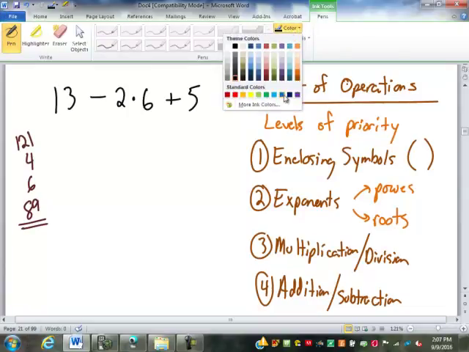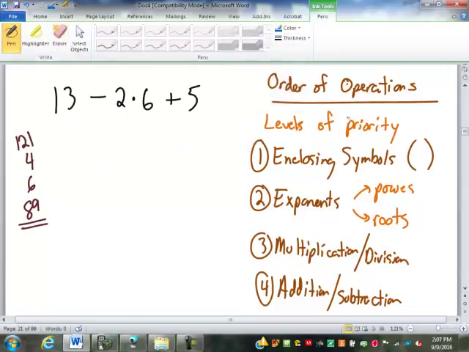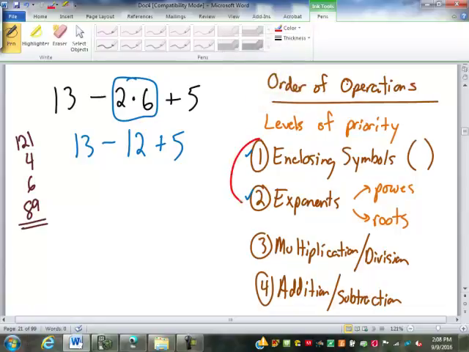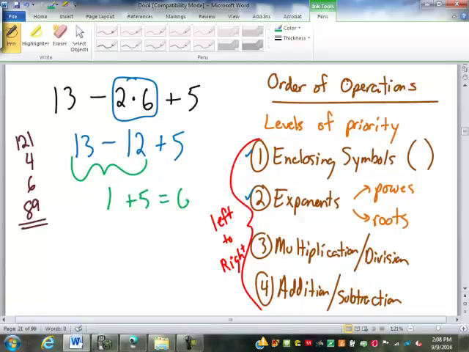So back up to this problem here. Using our levels of priority, there are no enclosing symbols, no exponents. There is multiplication to do, so that is where we have to start. So I'm going to take 2 times 6 and replace it with 12. Now there's no more multiplication, so all we have left is addition and subtraction. When there is more than one item on the same level of priority, then we move left to right, just like reading a book. So up here, it's just subtraction and addition, so we're going to go left to right. 13 minus 12 is 1. 1 plus 5 is 6. So I know at least one of you said 6. That is the correct answer.